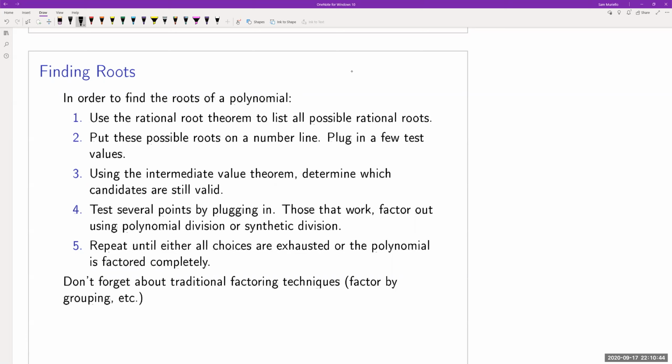You're looking to see where the function changes sign from positive to negative or from negative to positive, because somewhere in there will be a root. That will narrow down the choices of what we need to look at. We'll test the points by plugging in until we find one that comes out to 0, and we'll factor those out. We'll continue factoring until we're done. The first couple times will be this process repeated, but eventually we may get it down to a form where we can apply a more traditional factoring technique, potentially factoring by grouping, potentially the quadratic formula, something that we already knew.